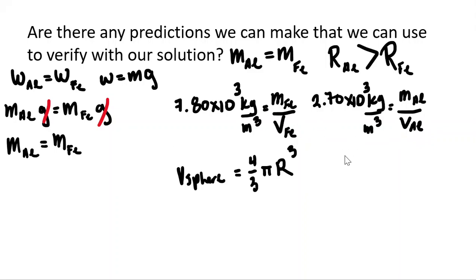Okay, so let's go ahead and start trying to solve this problem, and let's try to confirm our predictions. So I think the best place to start is by having equal masses. So let's go ahead and equate the masses together. That was our first prediction, and I think that's a pretty solid assumption about the problem. So let's say that the mass of aluminum is going to be equal to the mass of iron. But we're trying to solve for the radius of the aluminum sphere.